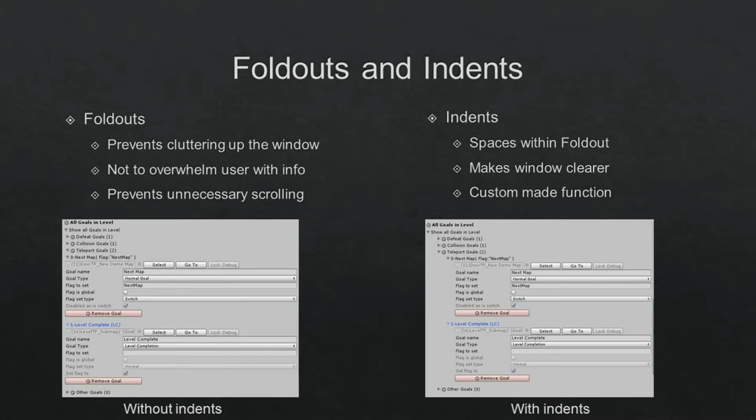Foldouts are added to many parts of the tool. They are to make sure that the user does not have to unnecessarily scroll and to not clutter the tool with too much information. Through testing I found out that foldouts on their own weren't very clear. Thus I added indents to clearly show which parts were in which foldouts.